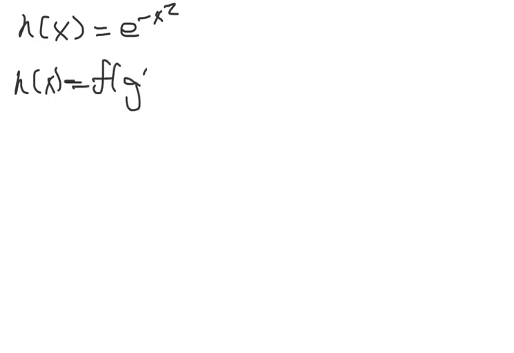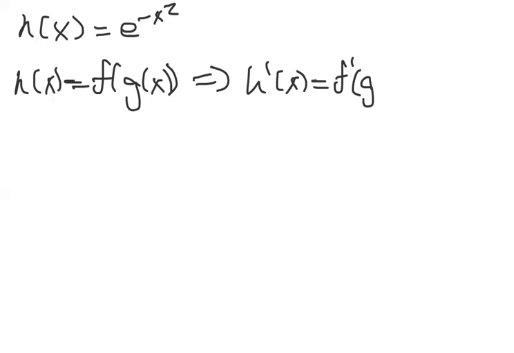Today I'm going to be doing a video on the chain rule. Again, it's a short video, so I won't be going into the details too much. So let's say I have a function h of x equals e to the negative x squared. Well, the chain rule tells us that if we have a function of the form h of x equals f of g of x, then the derivative h prime of x is equal to f prime of g of x times g prime of x.